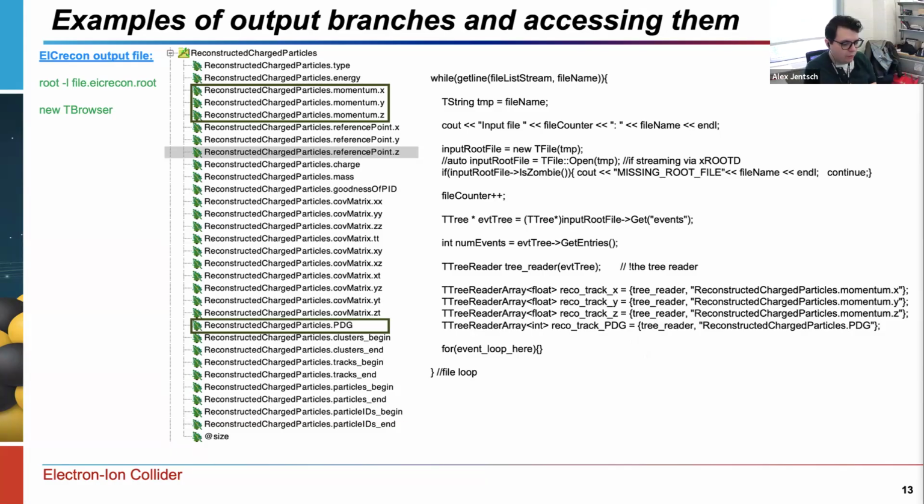Data frames basically remove the need to do an event loop. I don't like that. I like having an event loop because it makes me feel safe. But ultimately, data frames are actually a little bit more efficient. And so if you're used to using those already, you should probably use those. But I like the TTreeReader.